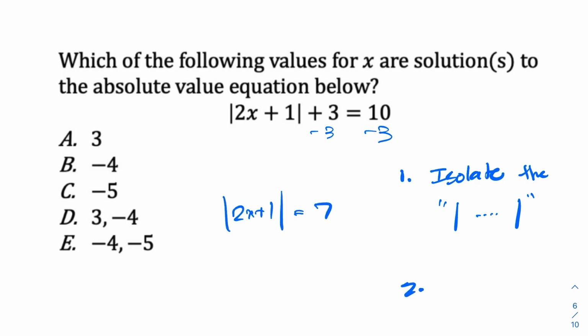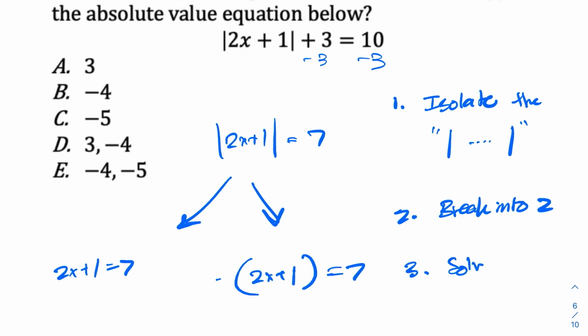So we did that. Second step is to break it into 2 equations. The first one is where you just take the equation and remove the absolute value brackets. And the second one is where you do the same thing, but you put parentheses around it and make it negative, okay? They're really the same thing, but one is just a negative version of the other. And then you solve both. You're going to get 2 answers, most likely.